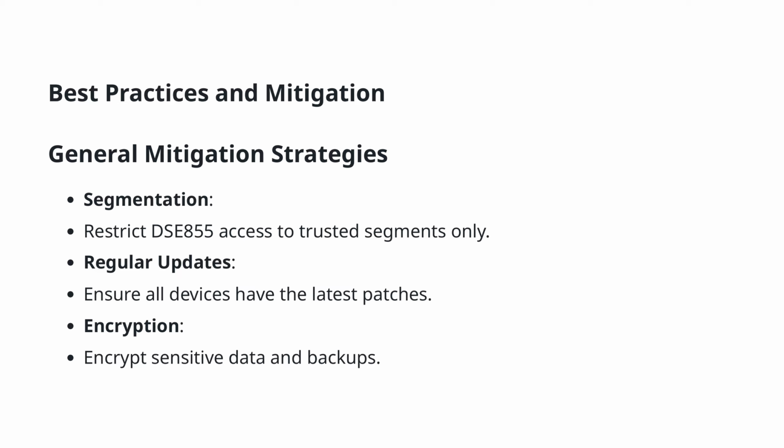On this slide, we will discuss the best practices and mitigation strategies for enhancing the security of your industrial facility using DSE855 devices. It's crucial to implement these measures to prevent unauthorized access and potential exploitation. First, segmentation is key. Restrict access to DSE855 devices by placing them in trusted network segments. This ensures that only authorized personnel and systems have access, reducing the risk of unauthorized intrusions.